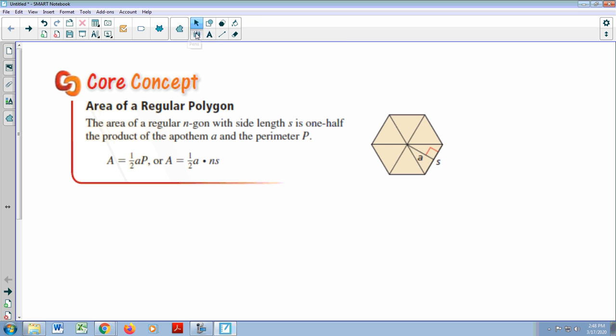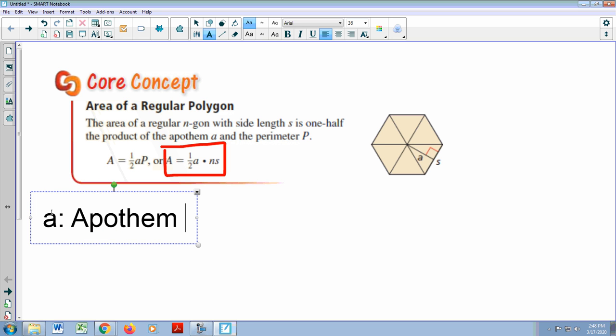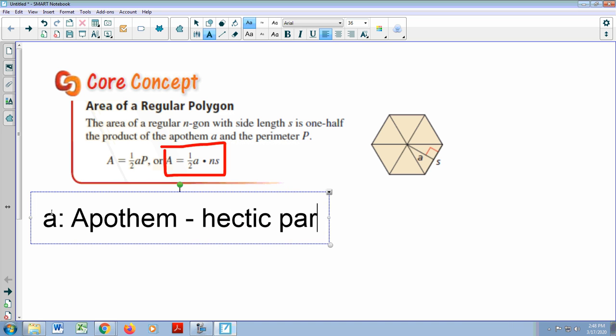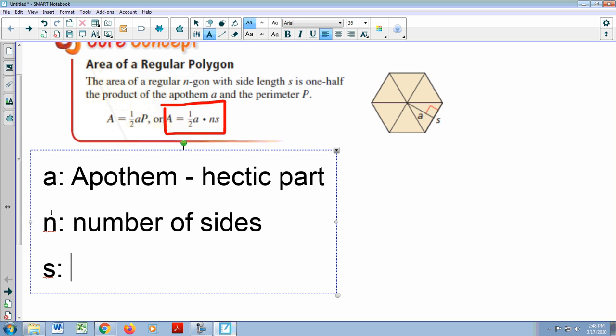When we do that, we end up using this equation, and I like the second one. We use area equals 1/2 A times N times S. You probably are going to hear me today say 1/2 ASN. That's how I learned it. So we understand A is the apothem. This one is going to be our hectic part. That one we're going to usually need to do some work with to find. N is my number of sides. S is my side length.